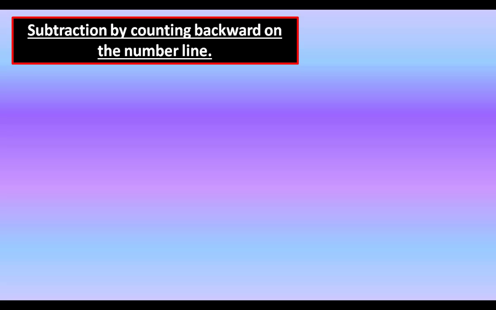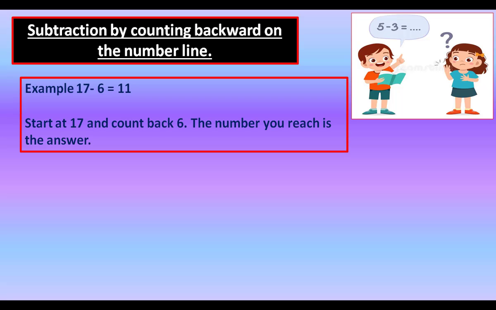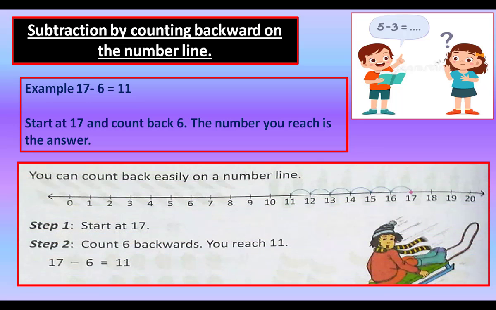Subtraction by counting backward on the number line. Example, 17 minus 6 is equal to 11. Start at 17 and count back 6. The number you reach is the answer. Here is the number line from 0 to 20. We start from 17 and count 6 backward. You reach 11. So 17 minus 6 is 11.